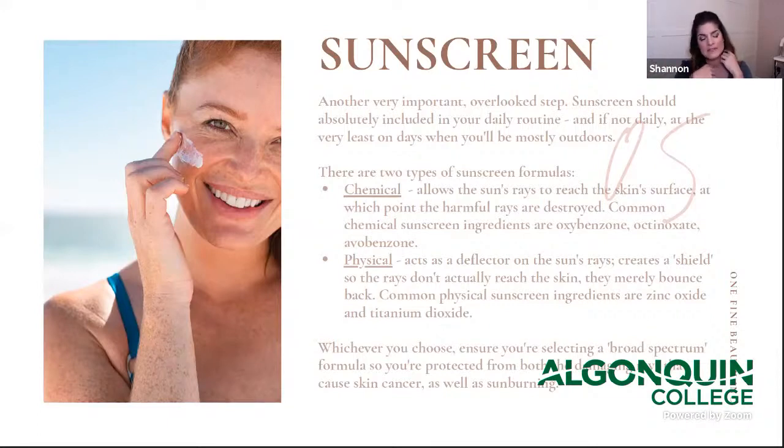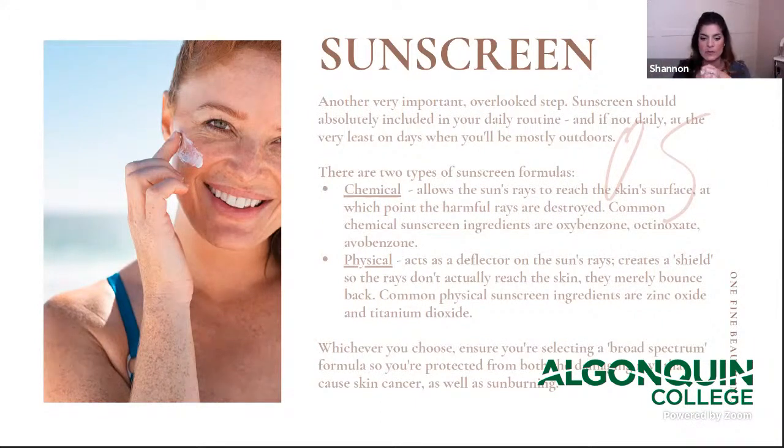Those chemical sunscreens actually allow the sun's rays to hit your skin, but at that point, the rays are destroyed. The sunscreen itself takes care of it. Chemical sunscreen ingredients would be oxybenzone, octinoxate, avobenzone. There's a million different ones, but those are the most popular ones.